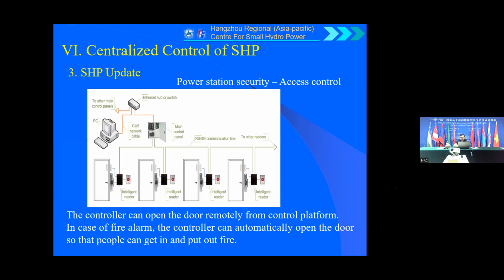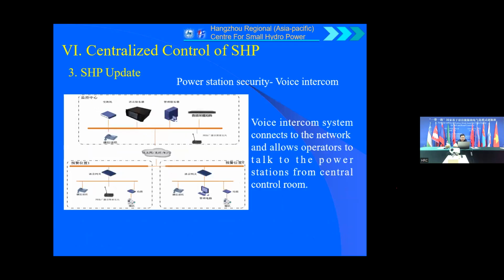And sometimes we can use access control. For the access control system, the controller can open the door remotely from the control platform. In case of fire, the controller can automatically open the door so that people can get in and put out the fire. So there's a linkage of the door or the gate. Okay, access control system.